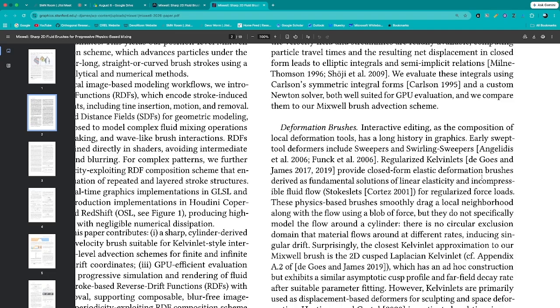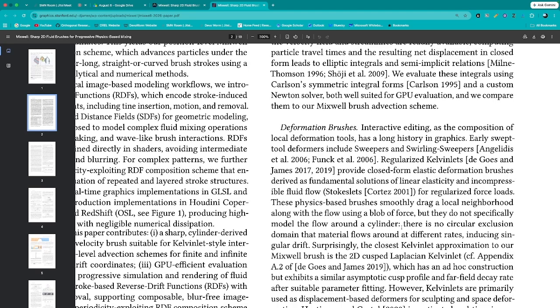this definition here. These physics-based brushes smoothly drag a local neighborhood along with the flow using a blob of force. So you have this blob of force, kind of like the marble that we saw in the last image, and you're dragging along this neighborhood of cells or particles. It's kind of like moving this with the cylinder. So it's like moving things along with that object.